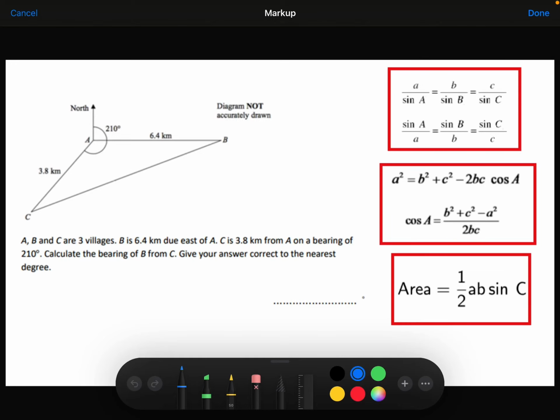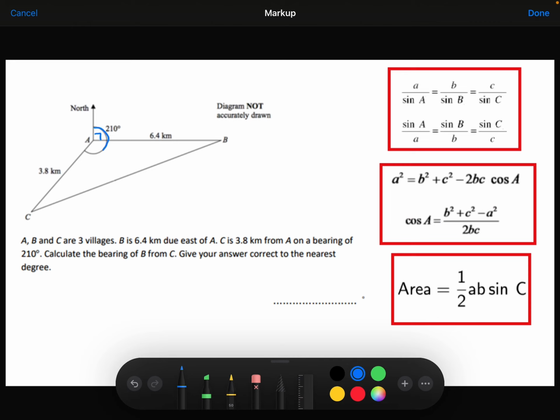A, B and C are three villages. B is 6.4 kilometres due east of A. So that means that this angle here is 90 degrees if B is due east. We're then told that C is 3.8 kilometres from A on a bearing of 210 degrees.